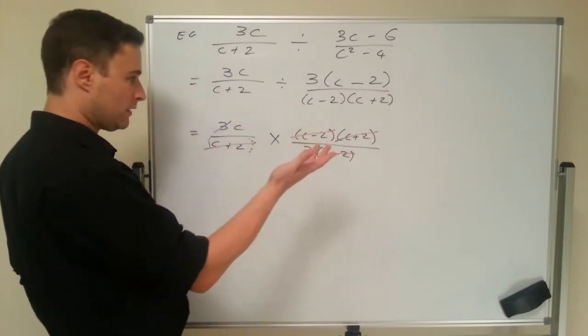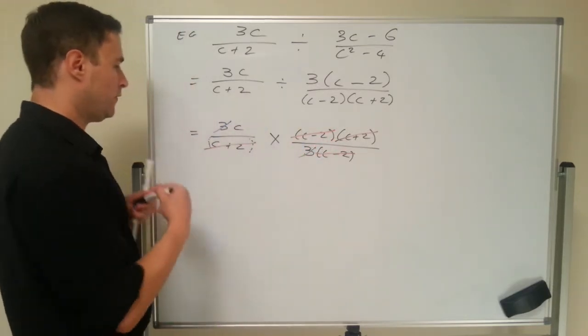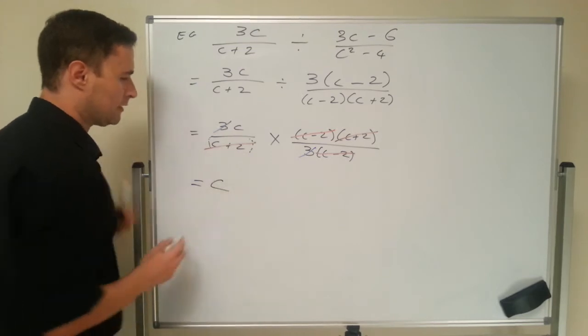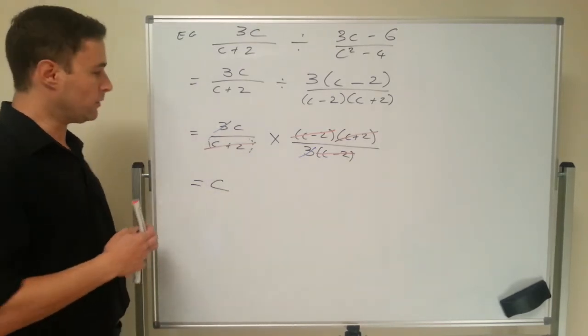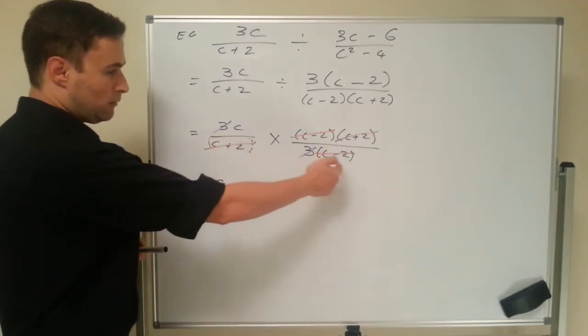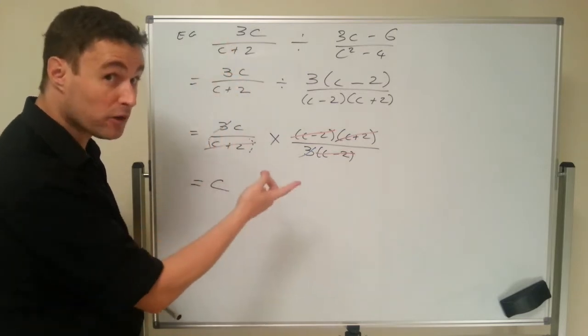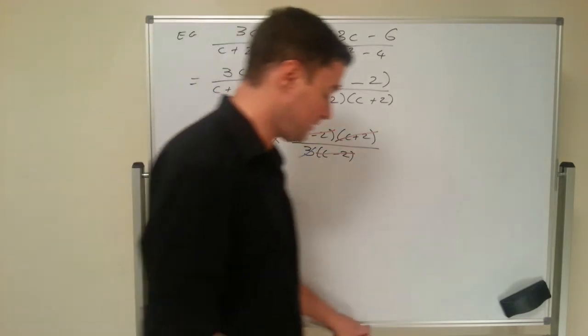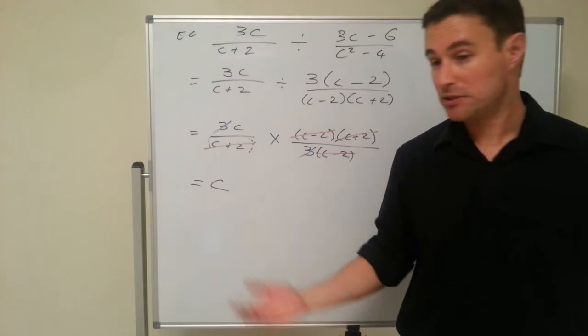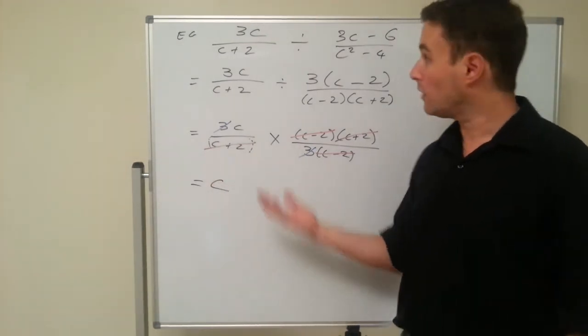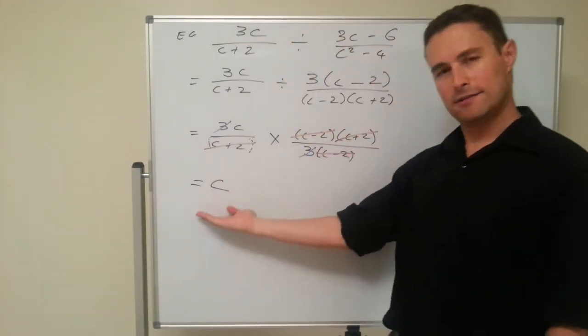So I've cancelled everything, and what am I left over with? Everything pops out to one lone c. That's all that's left over. C on top, an invisible 1 at the bottom. And then out pops just c. So the answer to this big, huge thing is c.